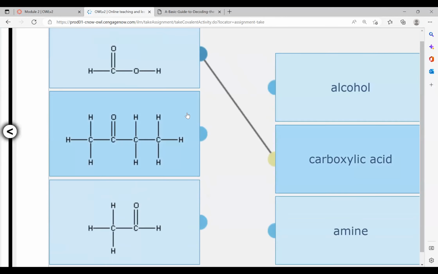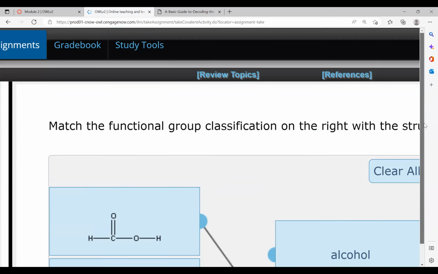Ketone. Oh, no. Be very careful. These things are very, very picky. Ketone.